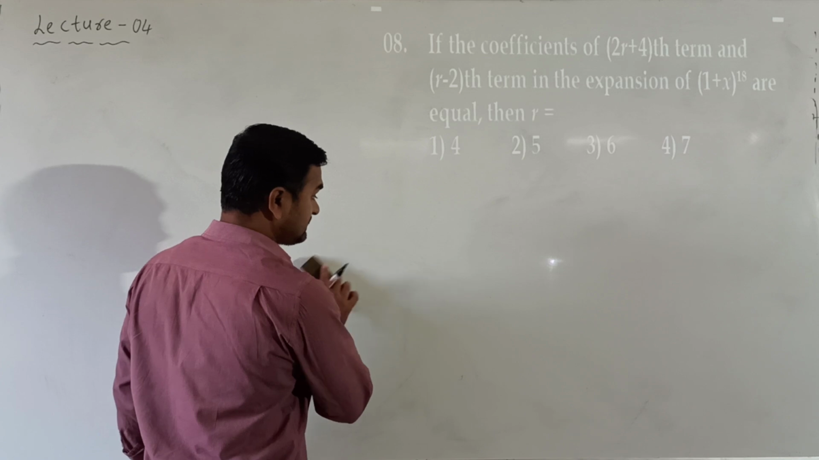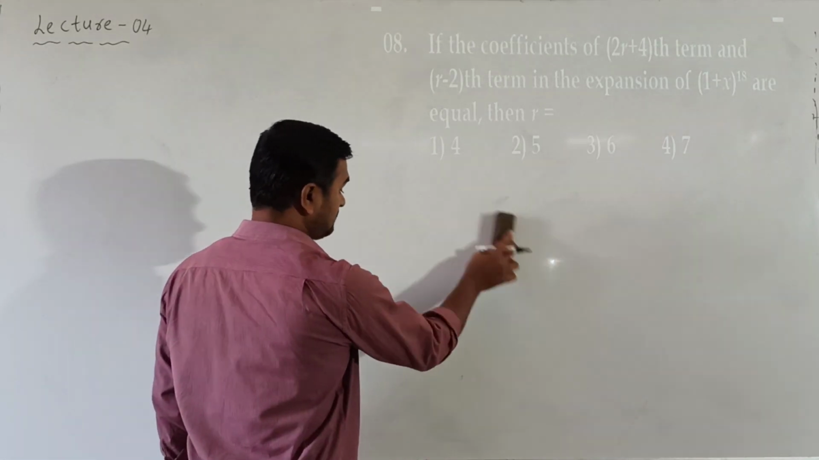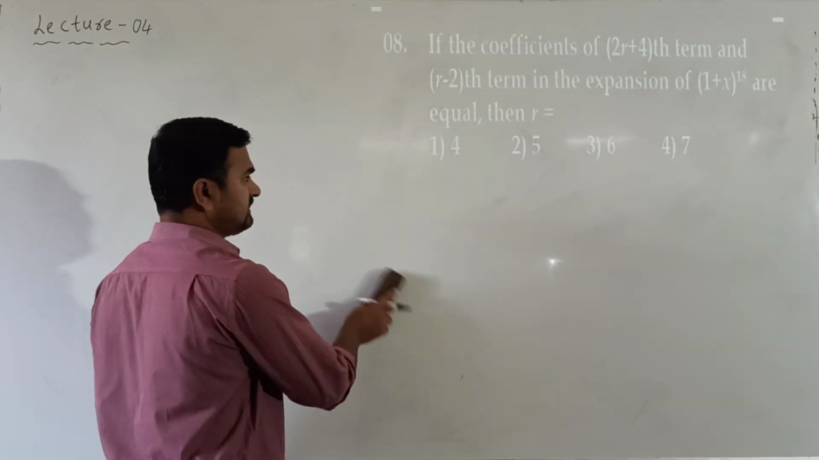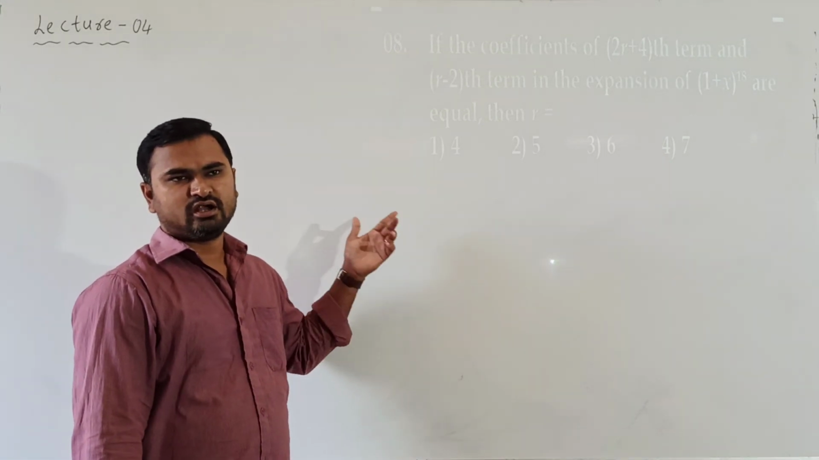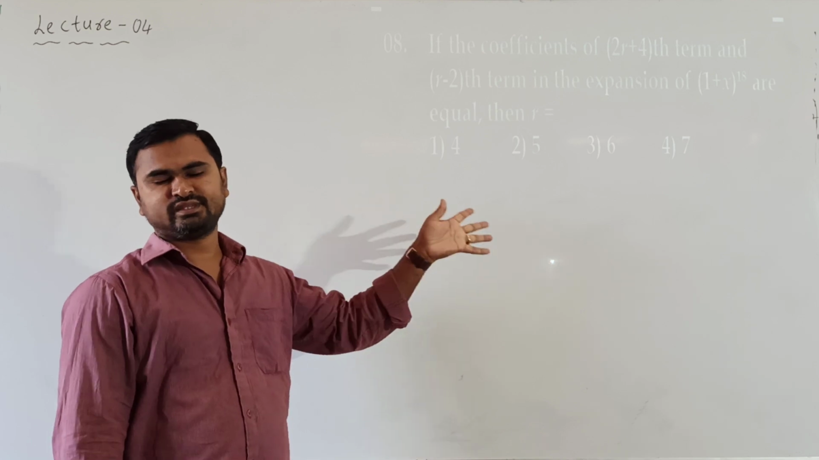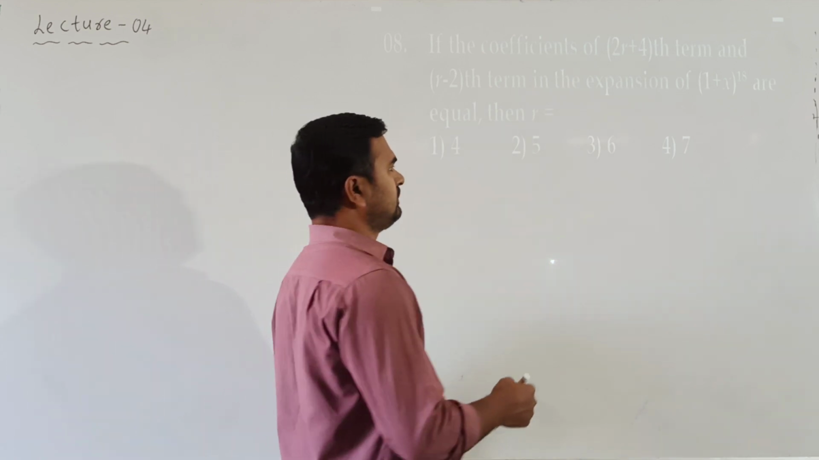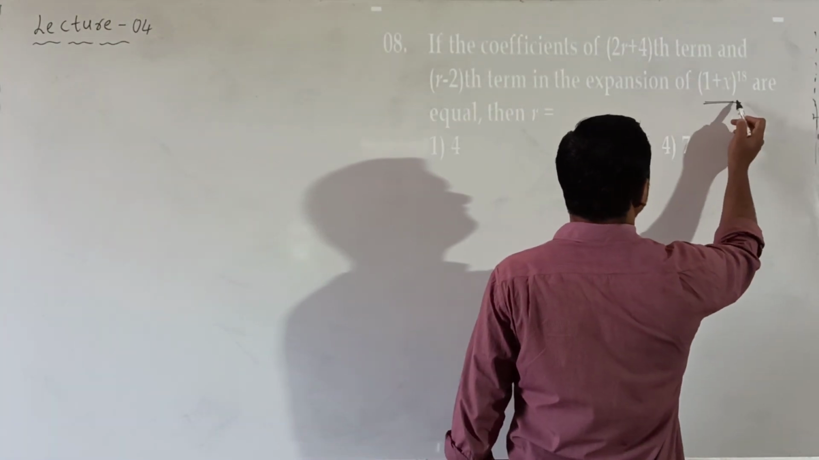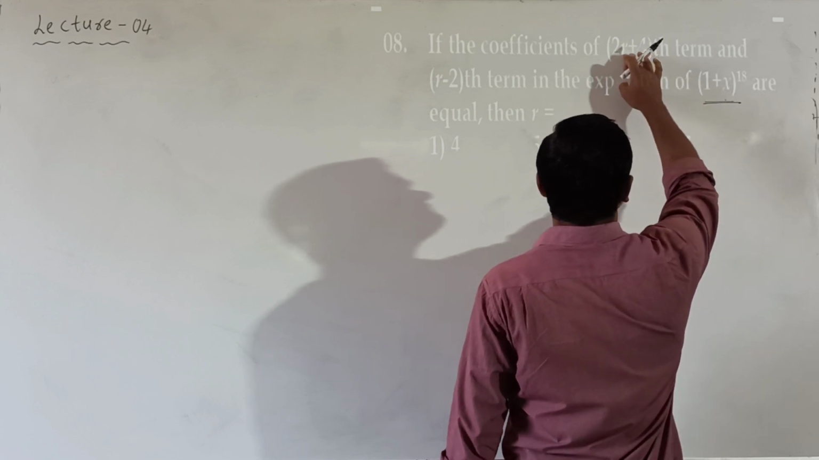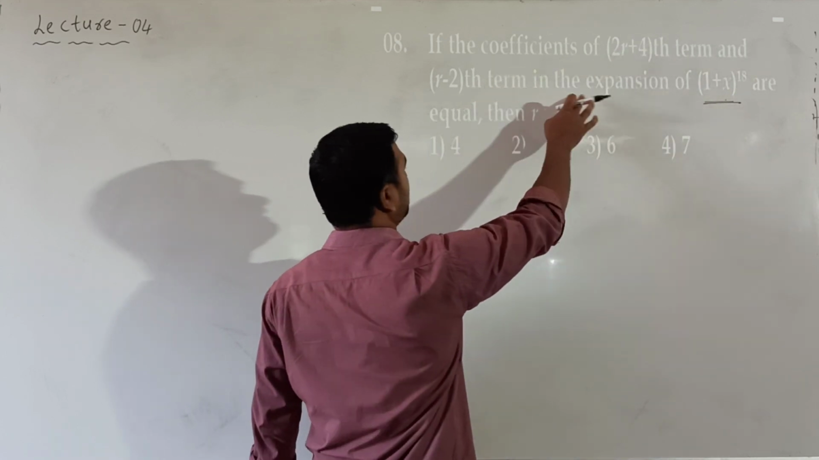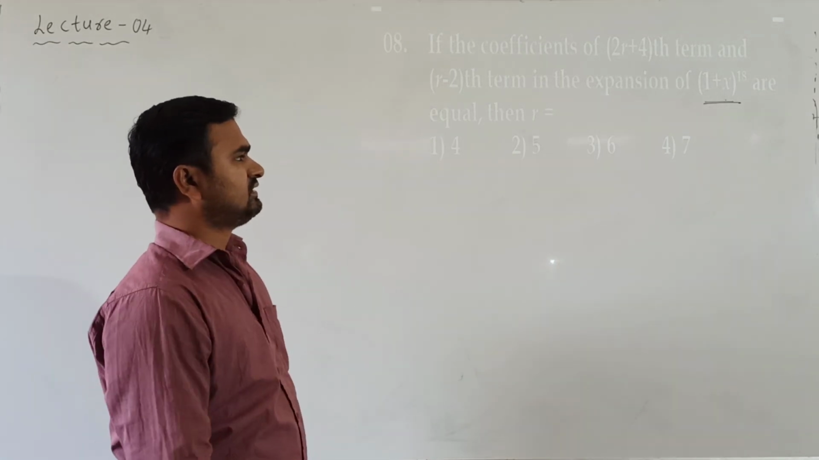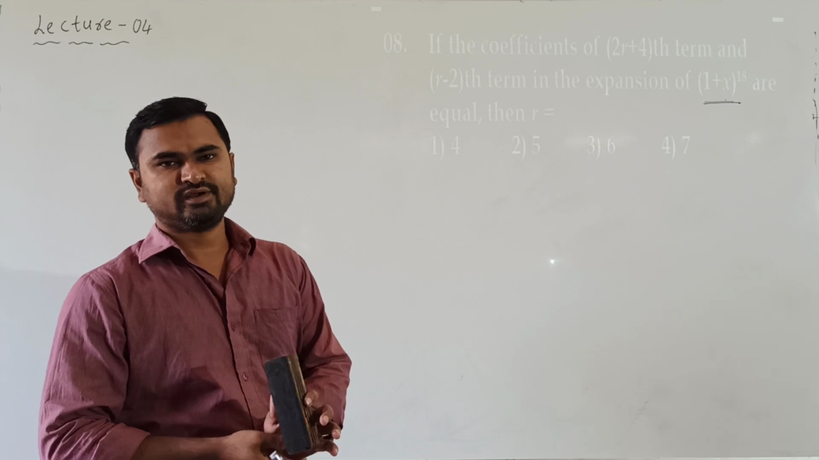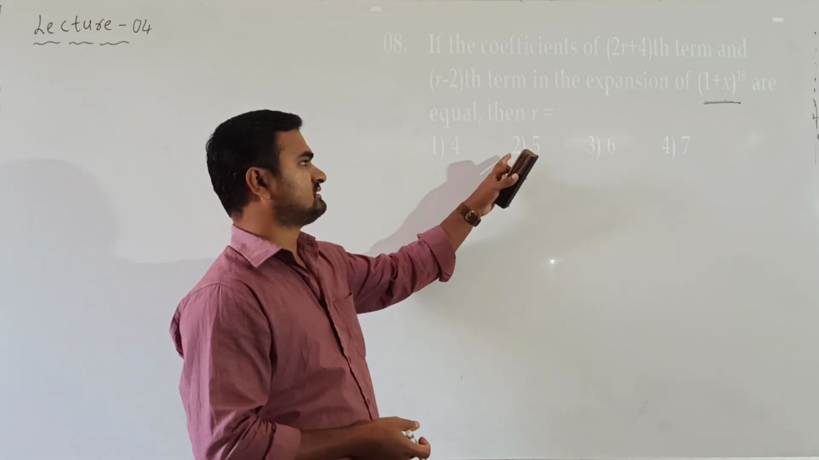Now in one expansion, the coefficients of two terms are given as equal. In the previous case, two expansions were given and we found two coefficients, given that they are equal. But now only one expansion is given. In this expansion, the coefficients of these two terms are equal. So again we will find the two coefficients in this expansion and equate them. Solving, we can find the r value.